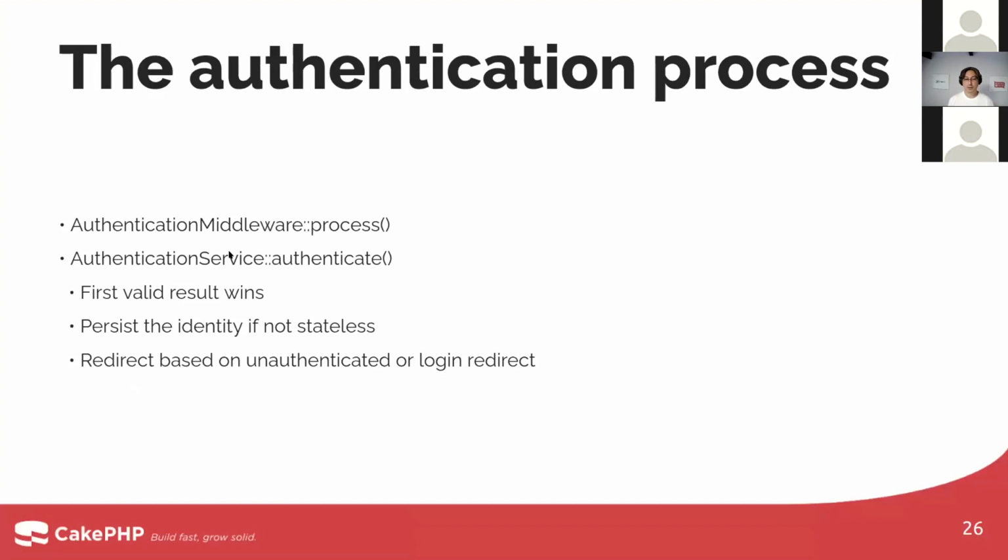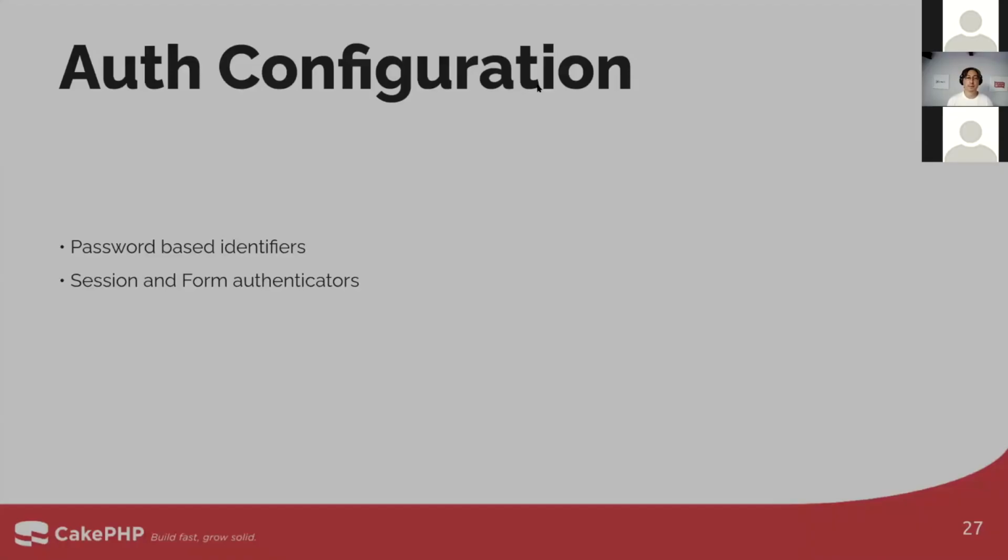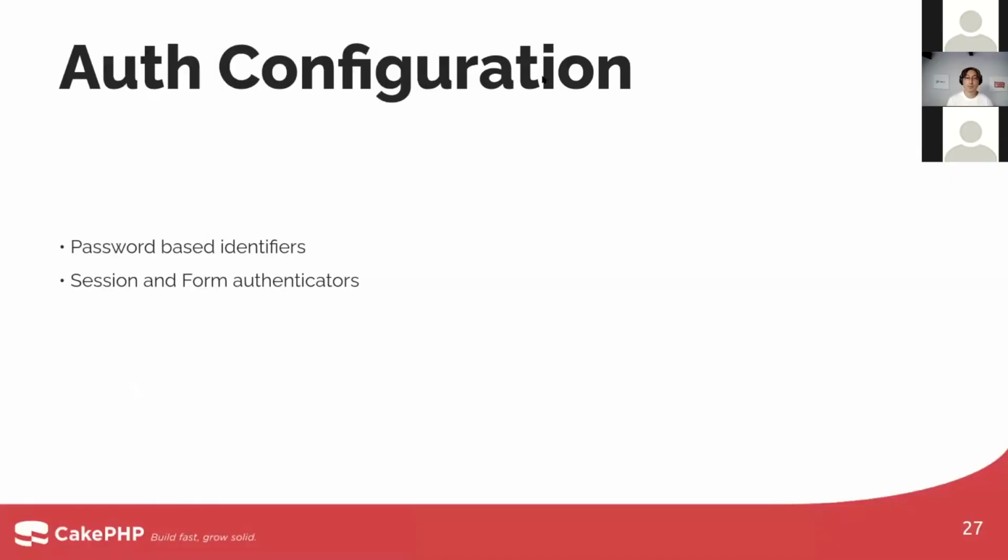And then here's the process. Run the middleware, go through the authentication service, and then run through all the authenticators defined. If any of them is okay, we win: return this identity, and persist the identity if the authenticator is not stateless. And then basically redirect based on unauthenticated or login redirect, right? Then we get to the configuration.